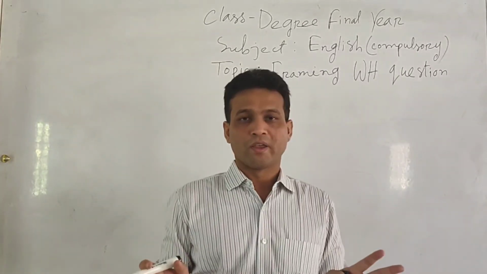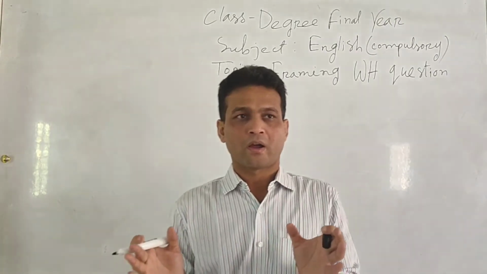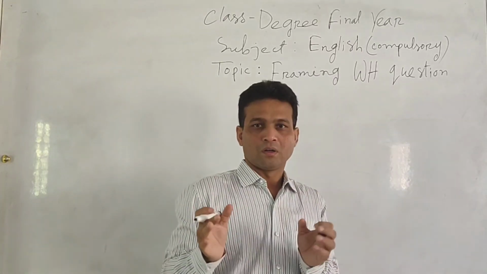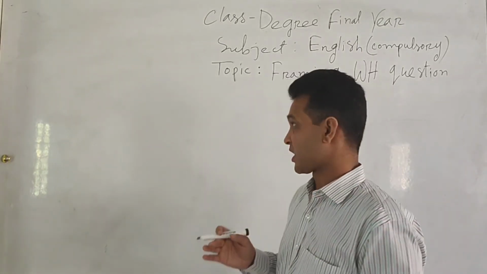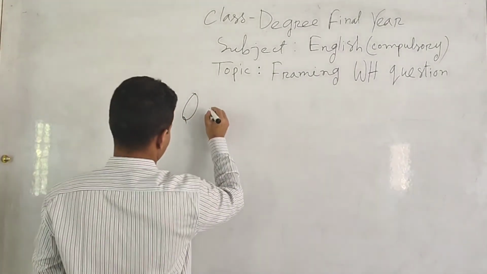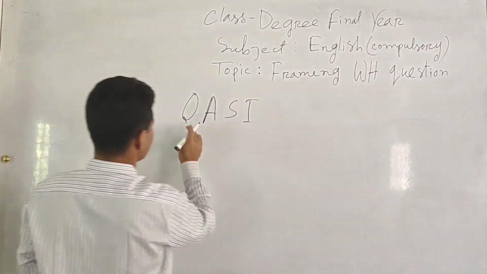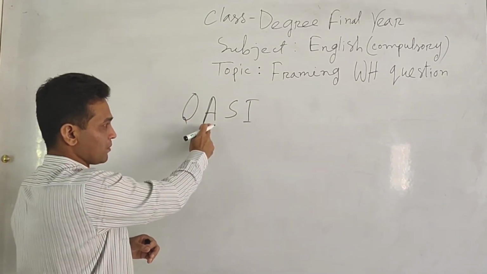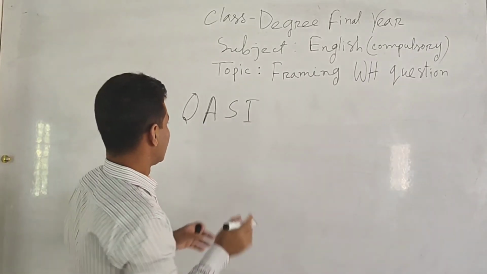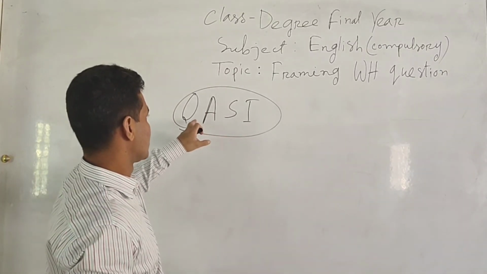Okay, dear students, from today's discussion, we have at least learned how to frame a WH question using a structure. I will repeat the structure: QASI. Here Q means question, A means auxiliary, S means subject, and I means infinitive without to. Okay, using this structure, you can frame WH questions so easily.